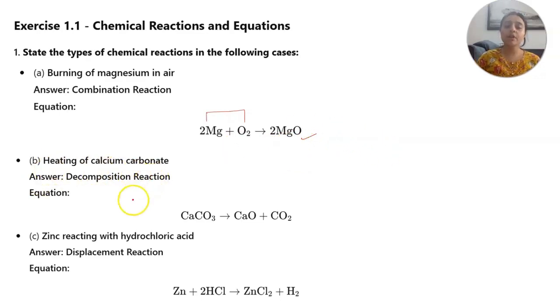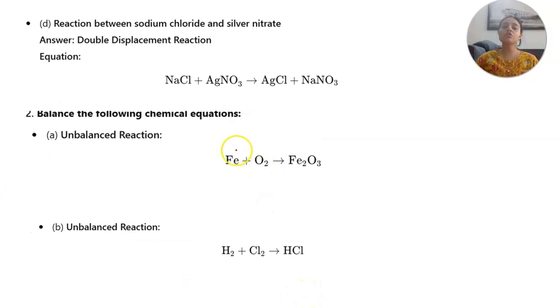Then heating of calcium carbonate. As you can see, the calcium carbonate is being split up, or decomposed into two more substances. So it is a decomposition reaction. Zinc reacted with hydrochloric acid. This is a displacement reaction, because zinc, being highly reactive, combines with chlorine and displaces hydrogen. Then reaction between sodium chloride and silver nitrate. It is a double displacement reaction where sodium, because of high reactivity, attaches with NO3 and forms sodium nitrate, and Ag combines with Cl forming silver chloride.